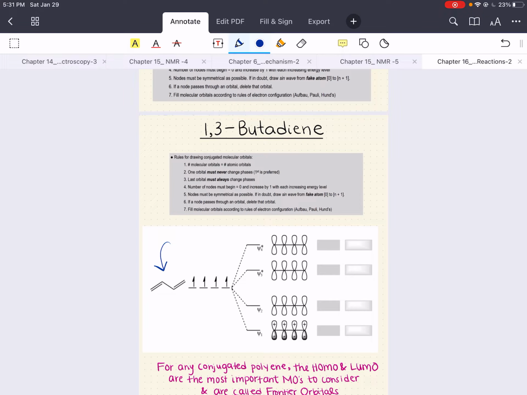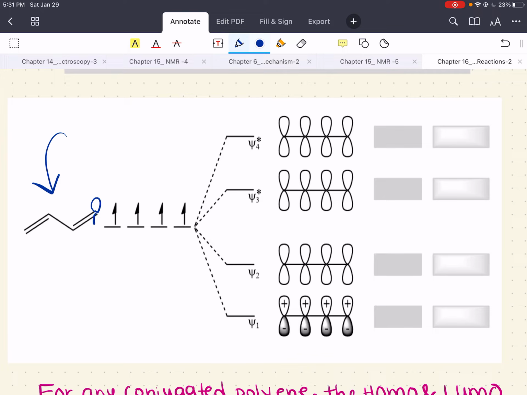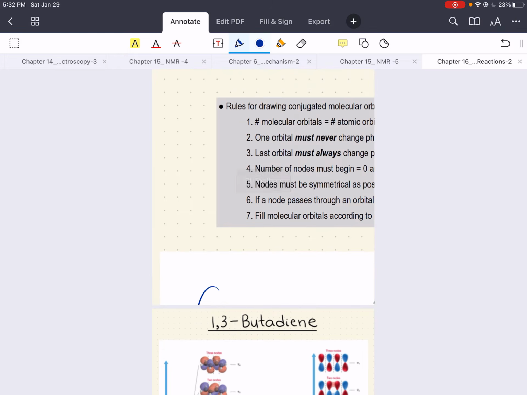We're going to work through this step by step, so it's going to make sense how we can take the overlapping p orbitals of this molecule and draw the molecular orbitals for it. So let's look at this molecule. There's a p orbital here, there's a p orbital here, there's a p orbital here, and there's a p orbital here. There are four p orbitals.